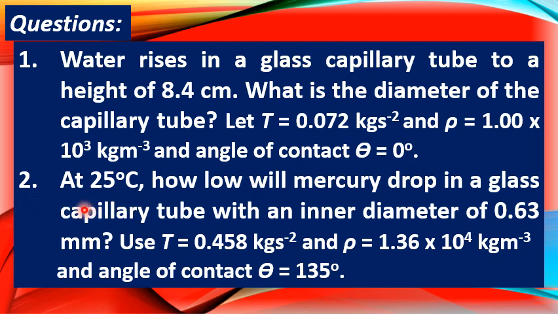Question number 2. At 25 degrees Celsius, how low will mercury drop in a glass capillary tube with an inner diameter of 0.63 millimeters? Use the surface tension of pure liquid mercury, capital T, equal to 0.458 kilogram per second squared, and the density of mercury equal to 1.36 times 10 to the fourth kilogram per meter cube, and the angle of contact theta equals 135 degrees.